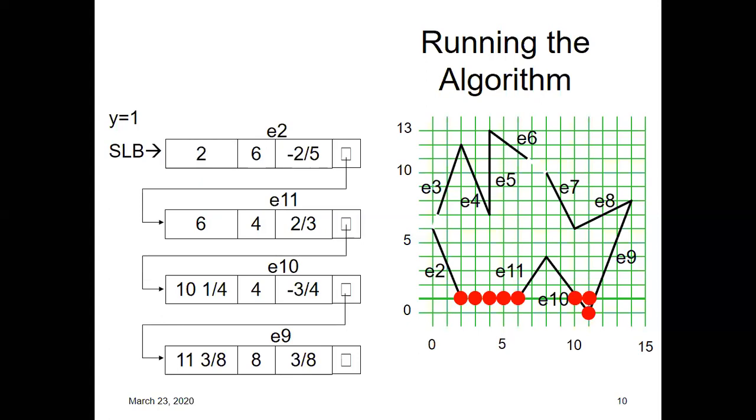Now comes mathematics. Mathematics is what? X min plus 1 by m. 2 plus of minus 2 by 5 is 1 3 by 5. 6 plus 2 by 3 is 6 2 by 3. 10 1 by 4 plus of minus 3 by 4 is this. 11 3 by 8 plus 3 by 8 is this.